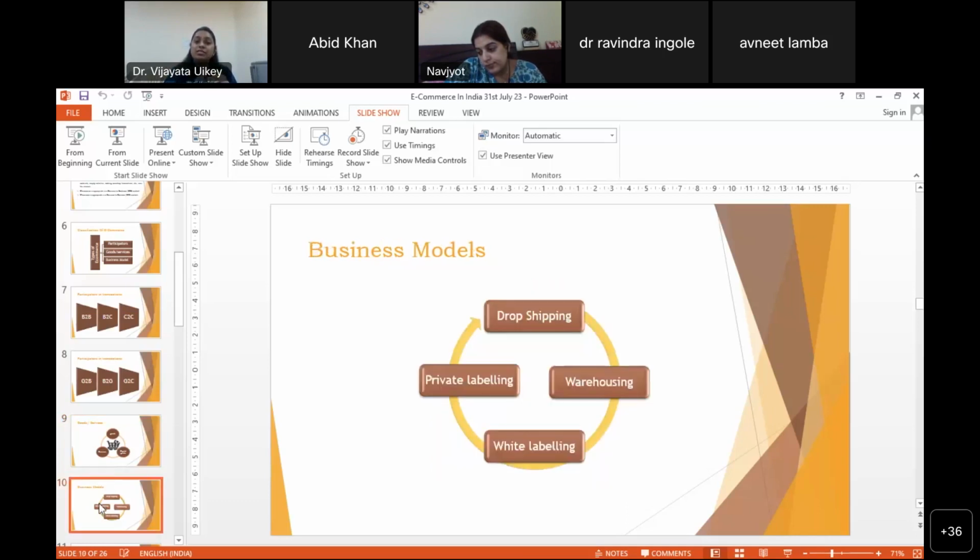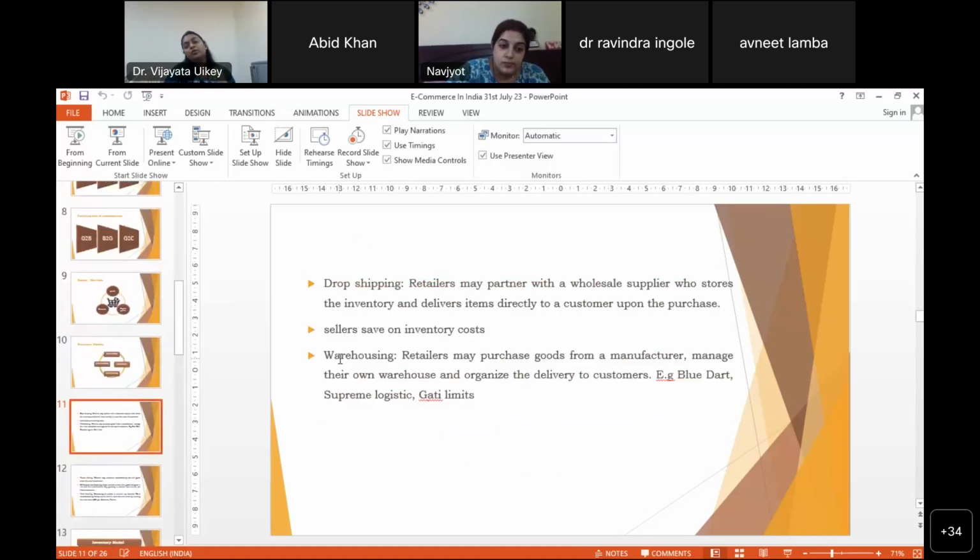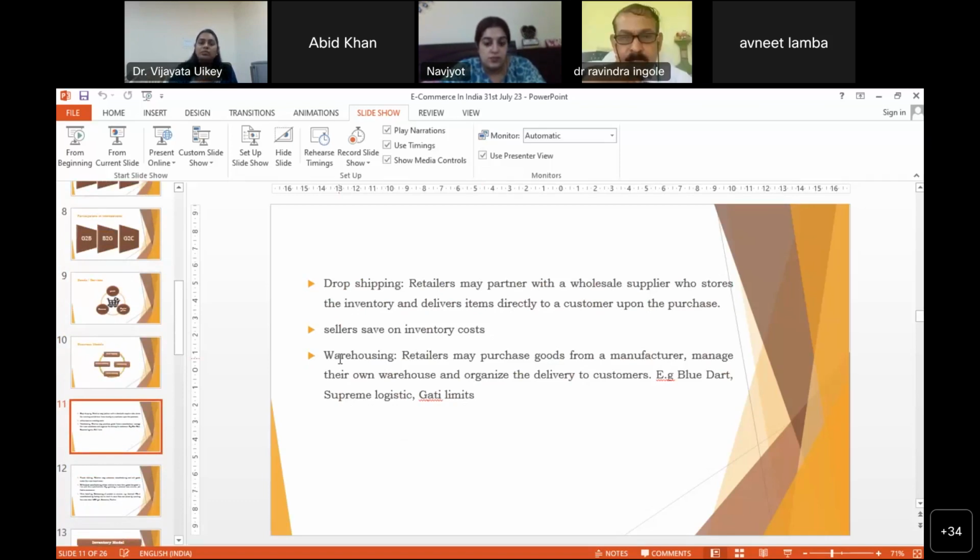Now coming to the next: the business models. What business models have been adopted in e-commerce? Now see, there is drop shipping, private labeling is also there, white labeling is there, and warehousing. Now what is drop shipping? Retailers may partner with a wholesale supplier who stores the inventories and delivers the ordered items directly to the customers upon purchase. Here there is a direct agreement between the retailer and the wholesaler, and that person will directly deliver to the customer. That is called drop shipping.